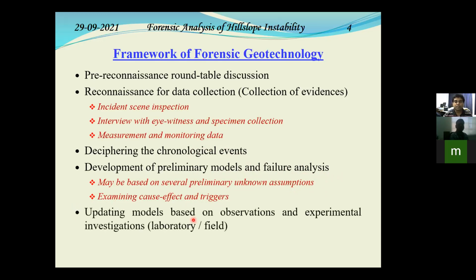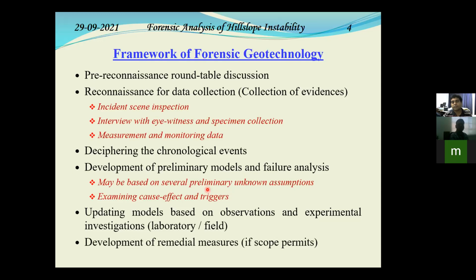Now, the next important step in this framework comprises updating the model, because as I was mentioning, the preliminary model will have several assumptions. Over time, during the flow of the analysis, you need to figure out what is missing. And if necessary, you carry out some more experimental investigation, whether directly in the field or by bringing some more samples to the lab and experimenting on them. And based on the new information, you update your preliminary model and see how things are matching with each other.